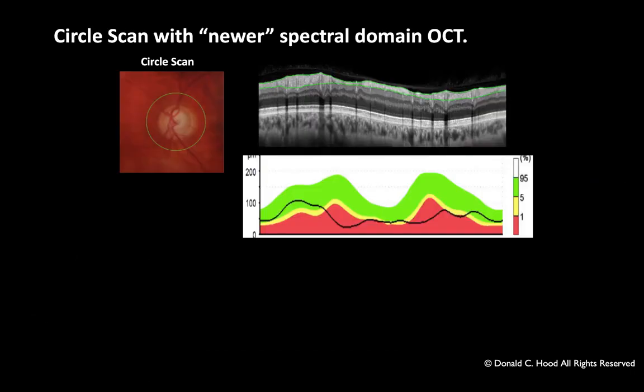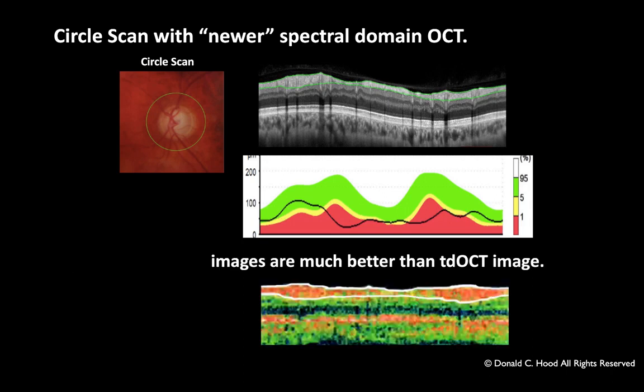Here is an image now with the newer machines. And when I say newer, images like this have been this good for 8 to 10 years or so, ever since these spectral domain machines. They're much better than the old time domain OCT images. This is much better than that. This, of course, is in pseudo color.